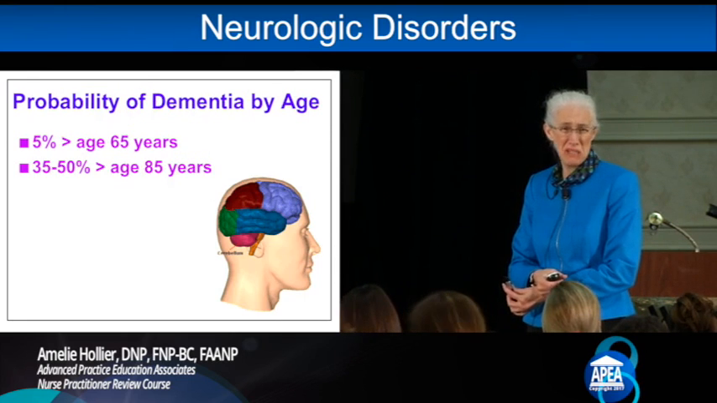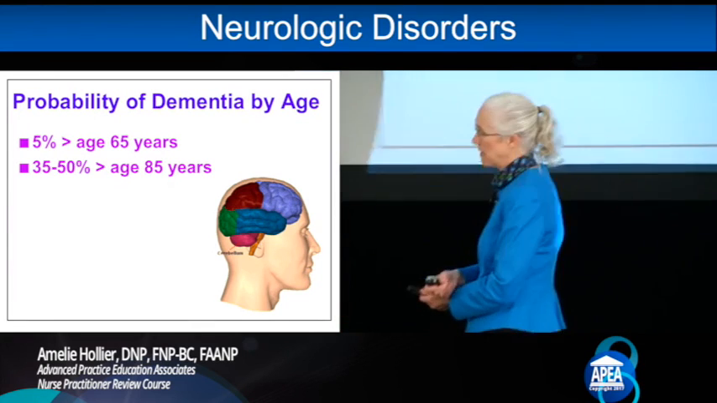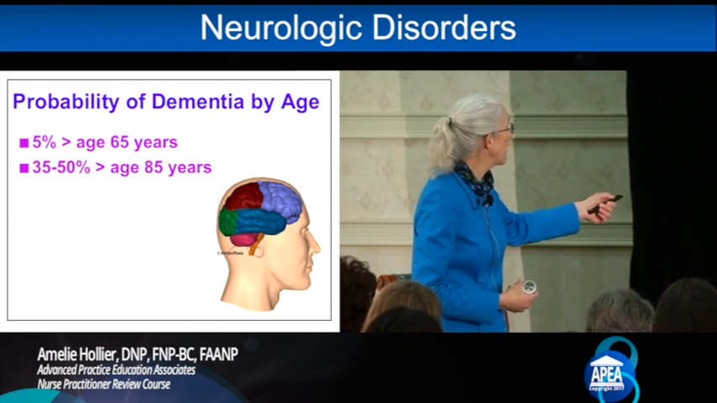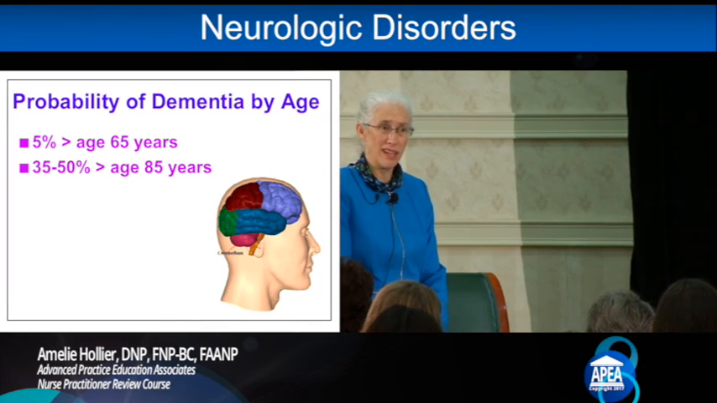So is this real common? Oh, yeah. If you've been in a hospital lately, you've been in a clinic lately, you've been in a lot of different places lately, you know this is darn common. Look at the numbers. By 85, up to half of older adults have dementia. That's a lot. That's huge.